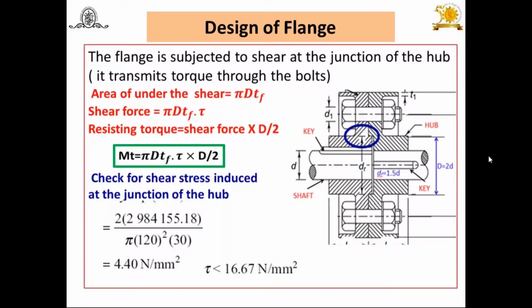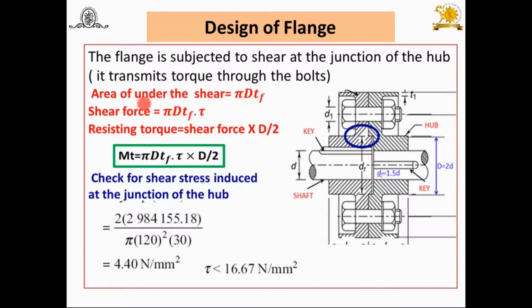Now let us design the flange. Yesterday we have already discussed this during the session. Here the hub, how the flange transmits the torque: through the shaft, key, then hub, and here flange. Again, it transmits the torque. That means it is going to be subject to shear. Shear failure of the flange may occur at this junction of the hub and the flange. Look at the cursor at this point. That's why, in this case, we have to find out the shear stress induced at the junction of hub and the flange.